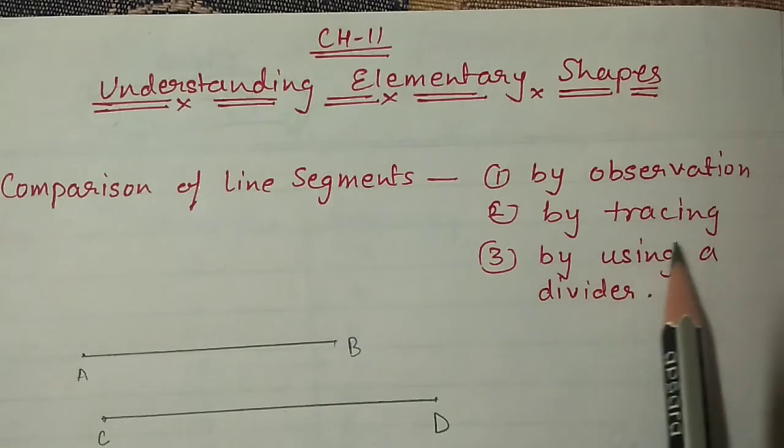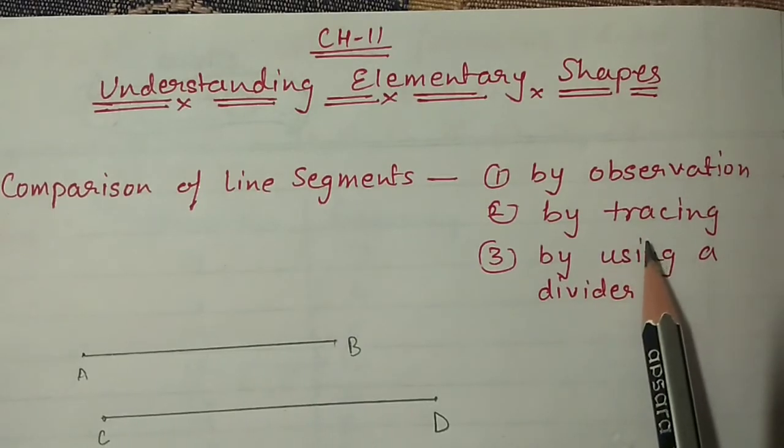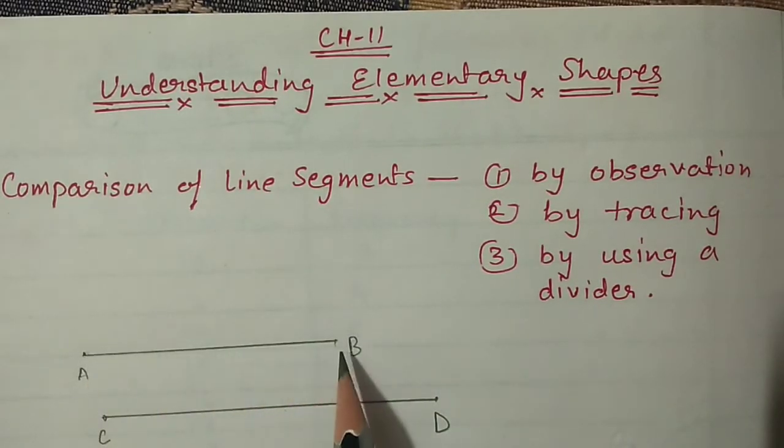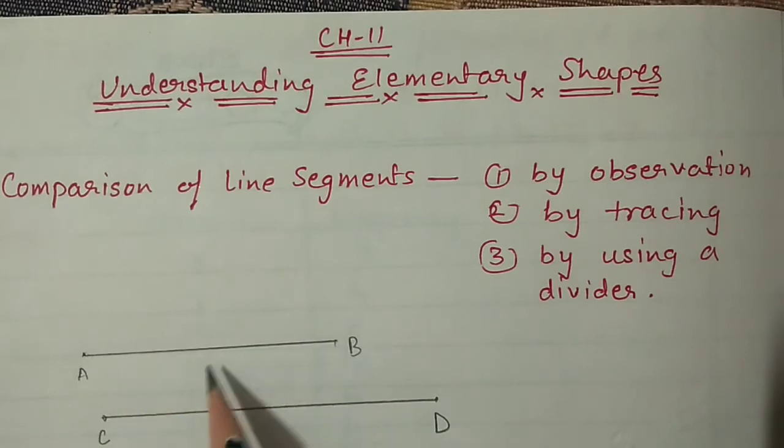Second method is by tracing. With the help of tracing paper, you can keep your tracing paper above one line and draw, and then the same paper you can keep on the other line and you can do the comparison of the lines.